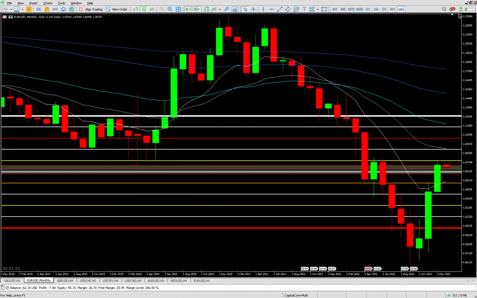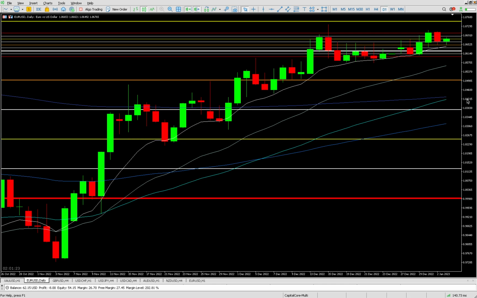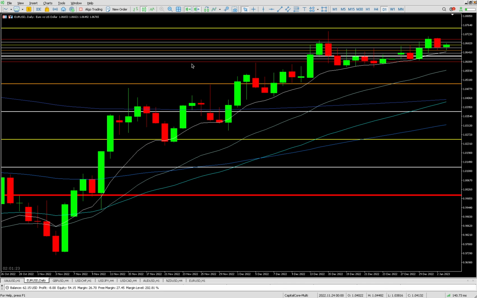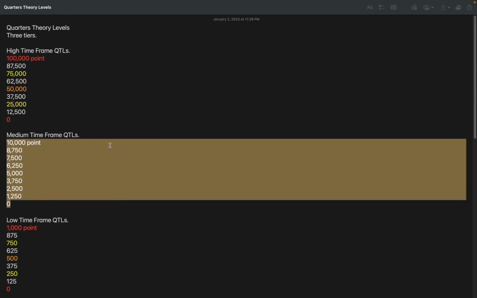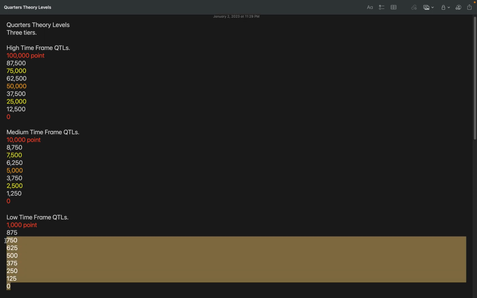Now where's price? We'd have to go lower time frame. Price is between 6,250 and 7,500. So we're going to go in here and we're going to look for the 1,000 point level.